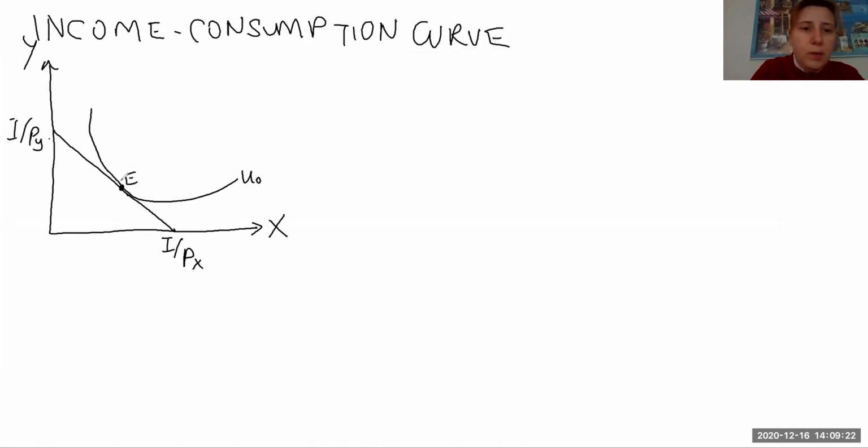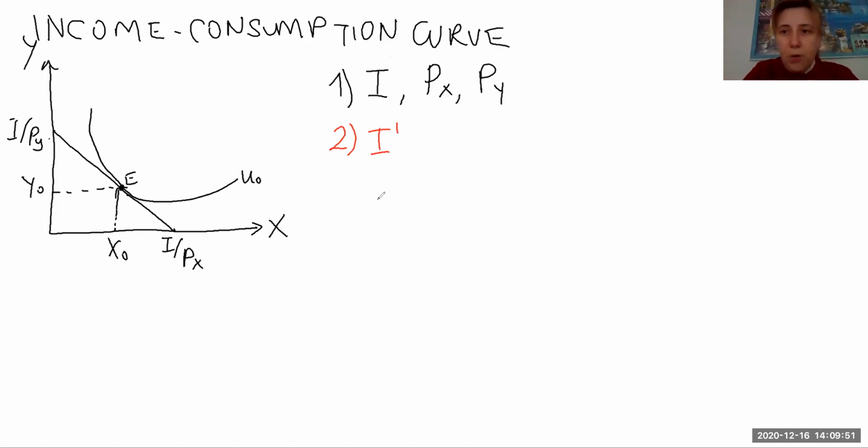U0 is the initial utility level of the consumer, and for utility maximization, this consumer must consume X0 amount of X and Y0 amount of Y. Suppose that the initial income is I, the price of X is Px, and the price of Y is Py. That's the first situation. Then in the second step, suppose that the income of the consumer increases to I prime, which is greater than I, while the other things stay constant. There is no change in prices.